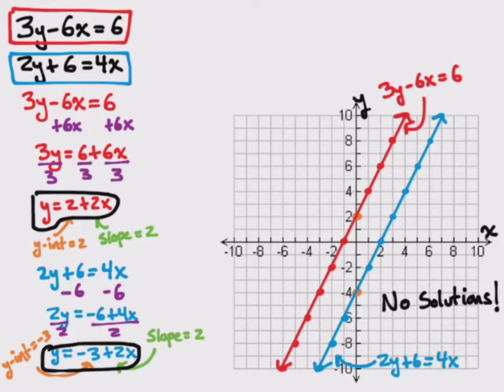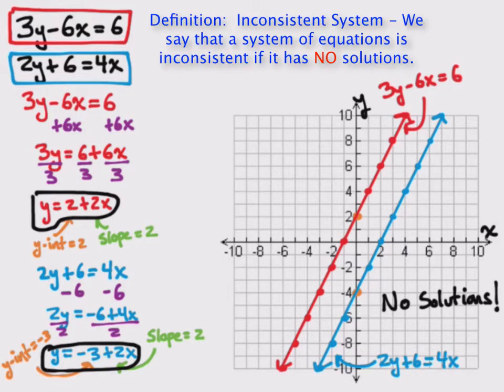Which brings us to a definition of an inconsistent system of equations. We say that a system of equations is inconsistent if it has no solutions. So we would say this system of equations is an inconsistent system.